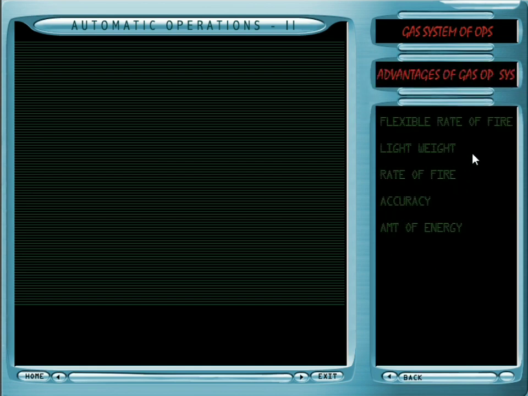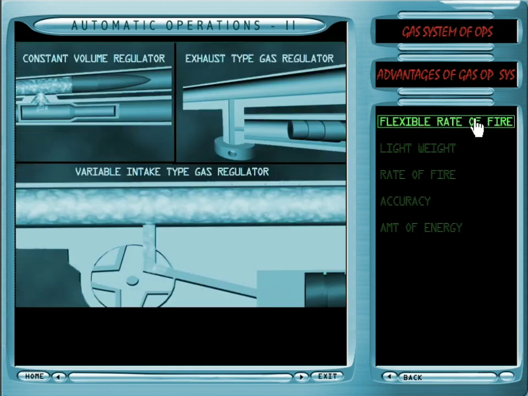Advantages of gas operated weapons. Flexibility in rate of fire. By regulating the intake of gas, the pressure acting on the moving parts can be regulated, and therefore the rate of fire of a gas operated weapon can also be regulated.